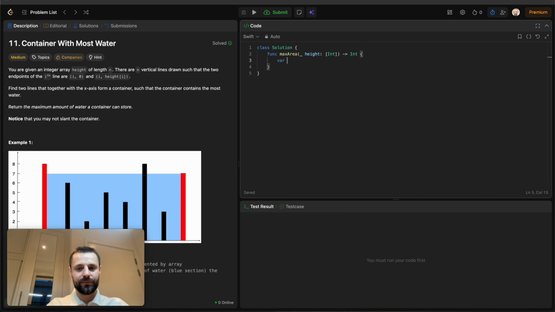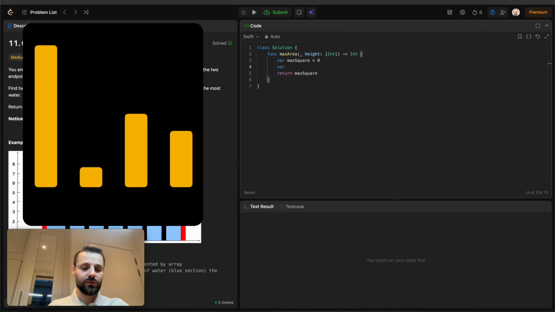All right, so let's start to work on our issue by introducing a variable max square, the square of our water rectangle, which we would initialize with 0 and try to maximize in this method and return as a result. We would need two indexes of our sides, so the left side index and the right side index.